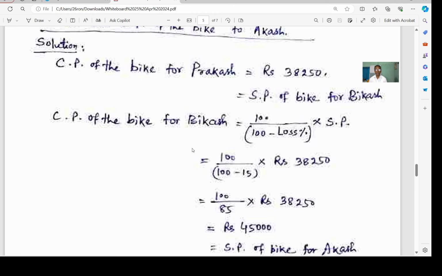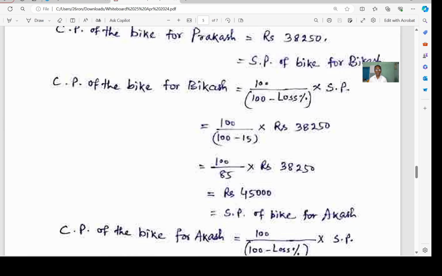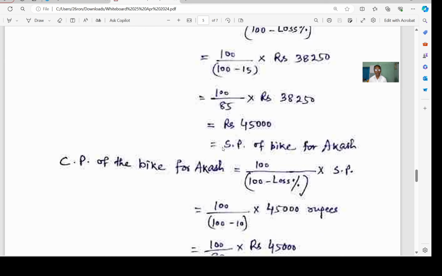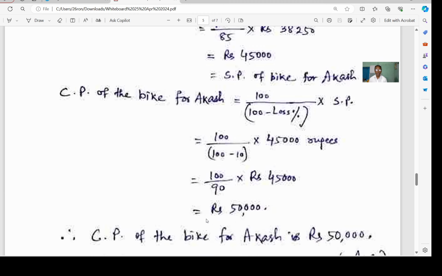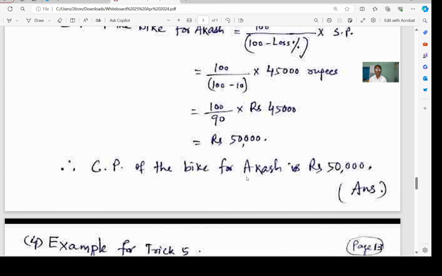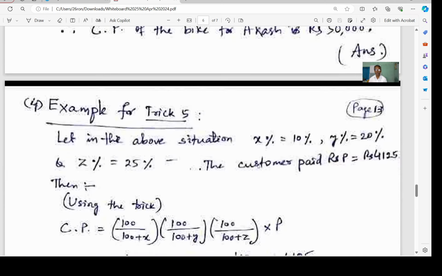Cost price of the bike for Vikas is 100/(100 minus loss percent) into SP, and by solving this you can get rupees 45,000, which is equal to sale price of the bike for Akash. Cost price of the bike for Akash is equal to 100/(100 minus loss percent) into SP. This is equal to 100/(100 minus 10) into 45,000, or 100/90 into 45,000. This is equal to 50,000. Cost price of the bike for Akash is equal to 50,000.